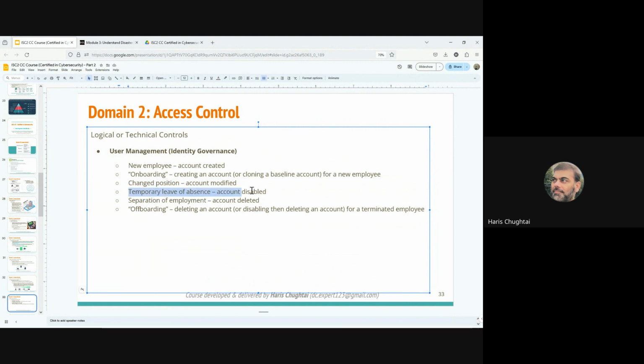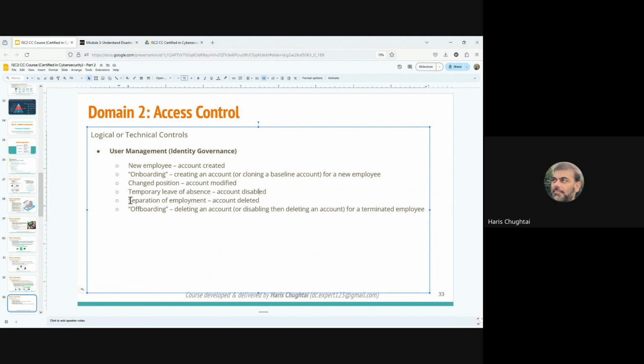Let's say someone goes on extended leave. Normally in larger companies, the policy is that when going for extended leave, say a medical leave of 2-3 months, they temporarily disable your account, because they know you're going to come back. What if, in those 3 months, some hacker hacked into your account and misused the information, knowing that you are not in the company? So the account is not deleted, it's still in the system, but they will not allow you to access any system.